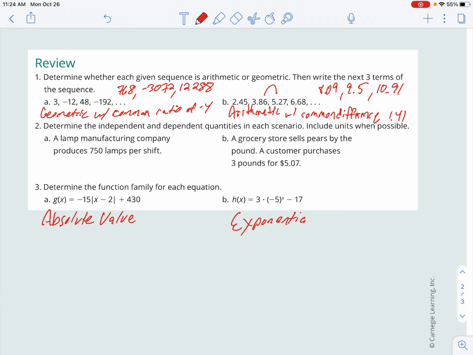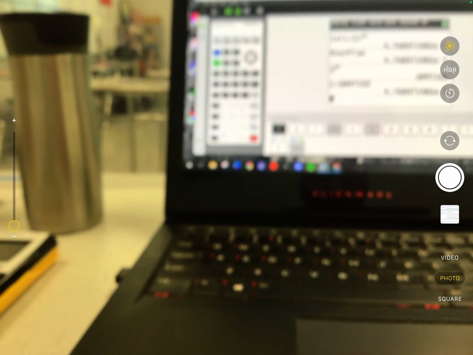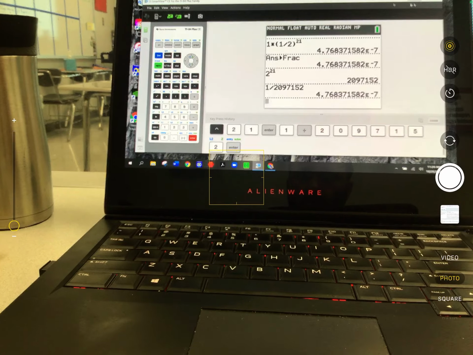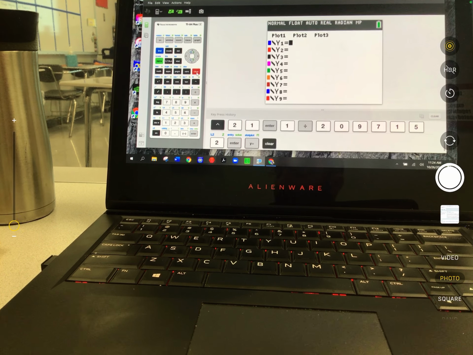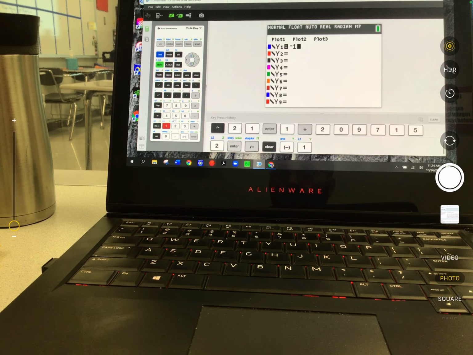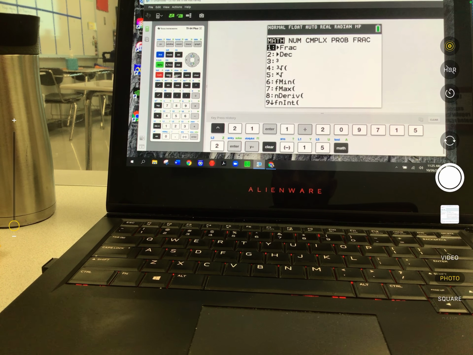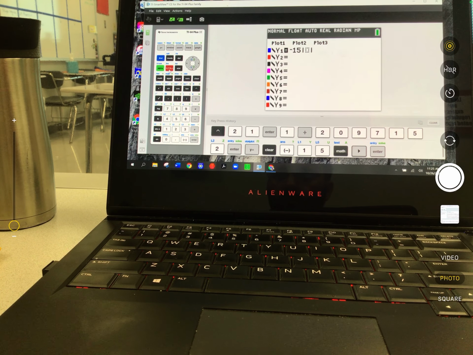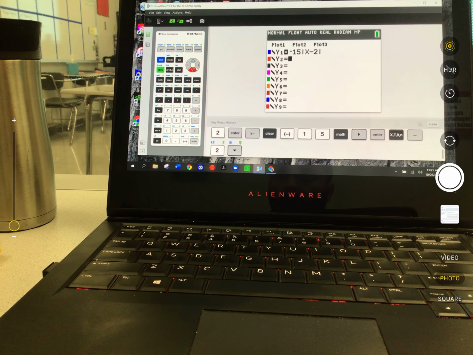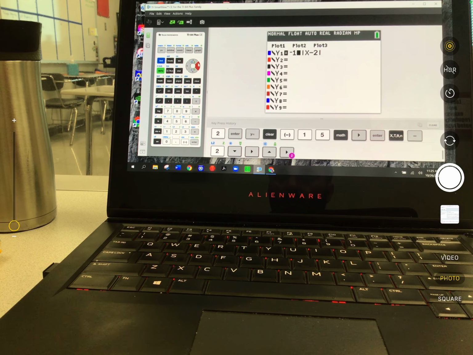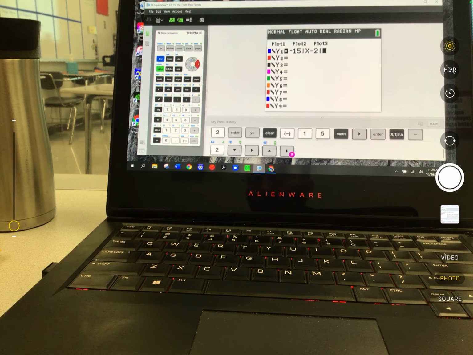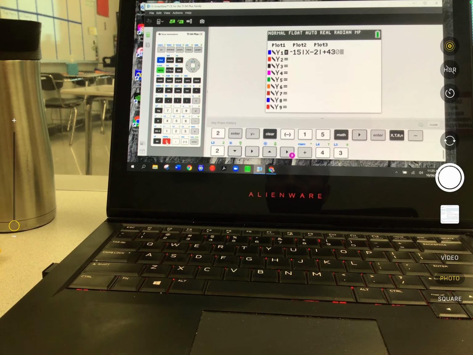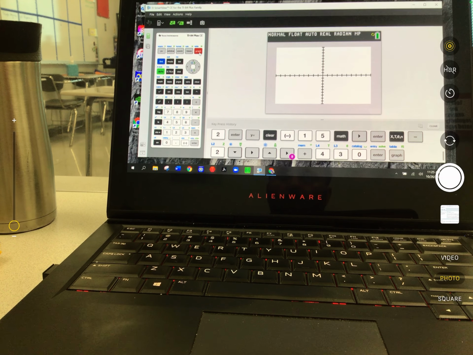And then just to have an idea of what this might look like, and remember how to graph on your calculator. So there we go. We hit y equals, and it was -15. Absolute values, hit math, go over 1, ABS, and then was x minus 2. Outside of it was then plus 430. Now this is not going to appear in my window because of that plus 430.